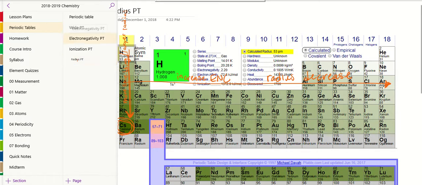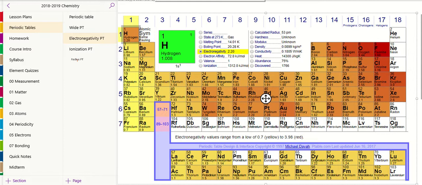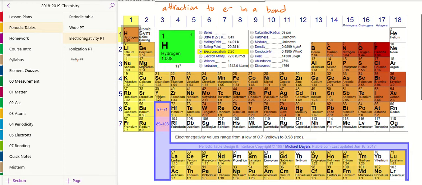Electronegativity, by definition, is what? Electronegativity is the attraction to electrons in a bond. So if they ask us, it's the one with the least amount of protons, that would be right. No. Look at the definition. Electronegativity is the attraction to electrons in a bond.